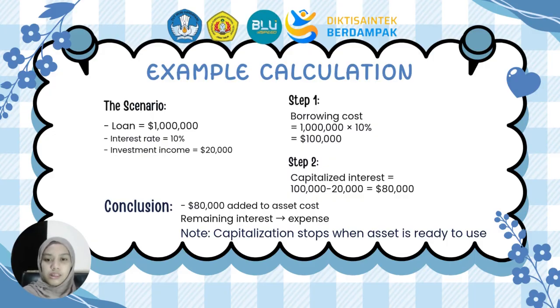This $80,000 is added to the asset cost. It goes into the building account or equipment account. Over time, the $80,000 will be depreciated together with the rest of the asset cost. And what about the remaining interest? The $20,000 investment income effectively reduced the interest that we can capitalize.